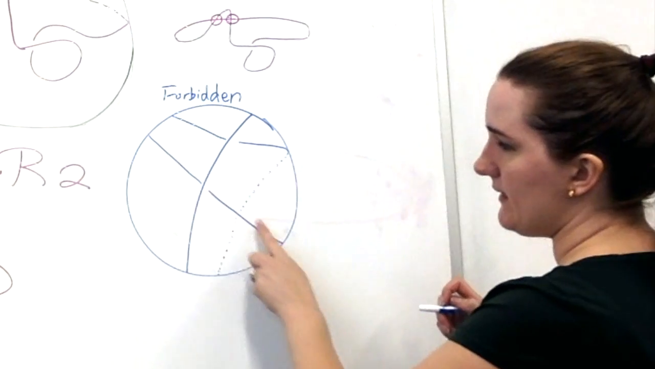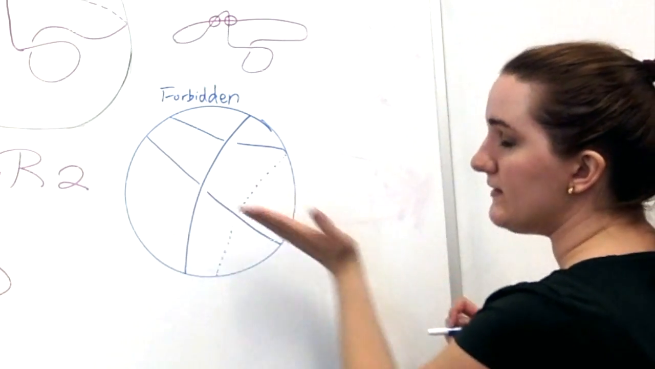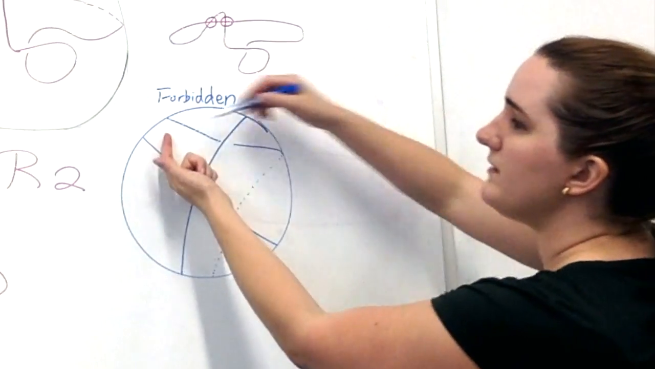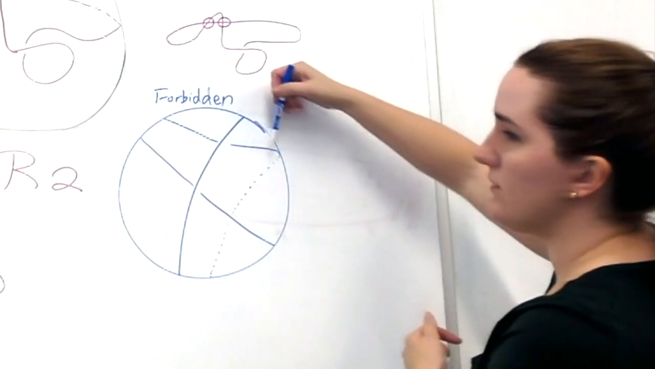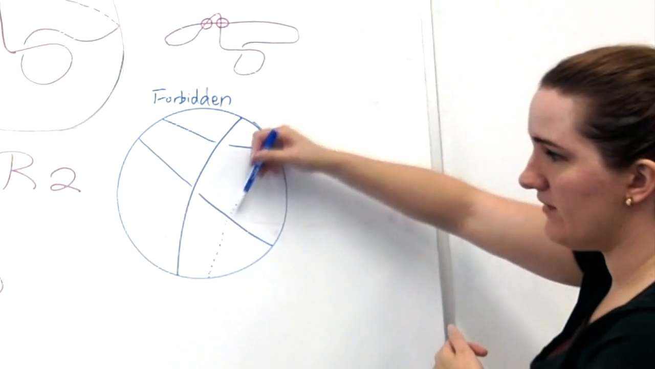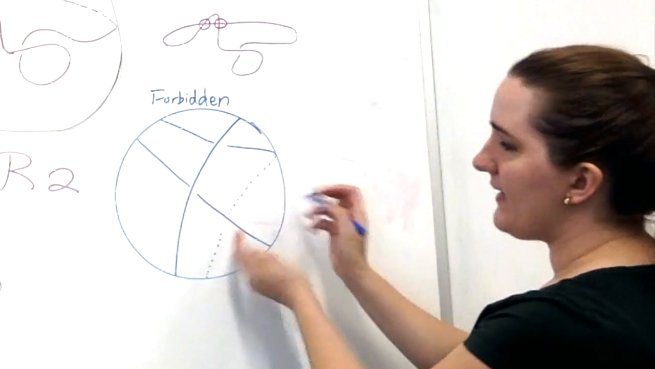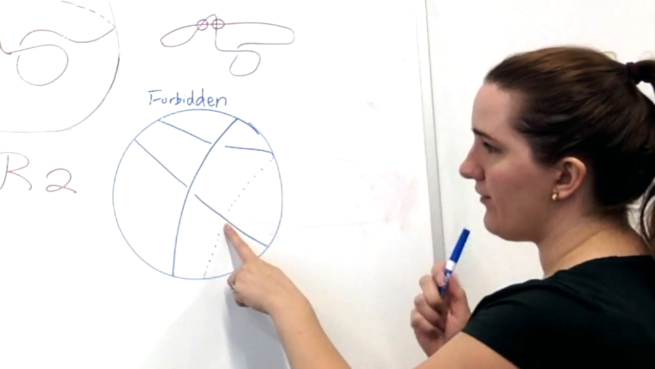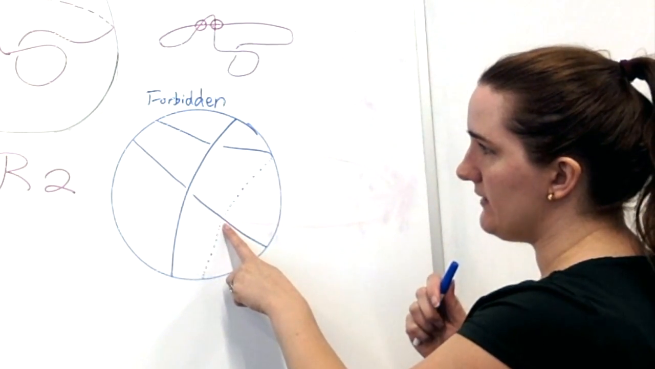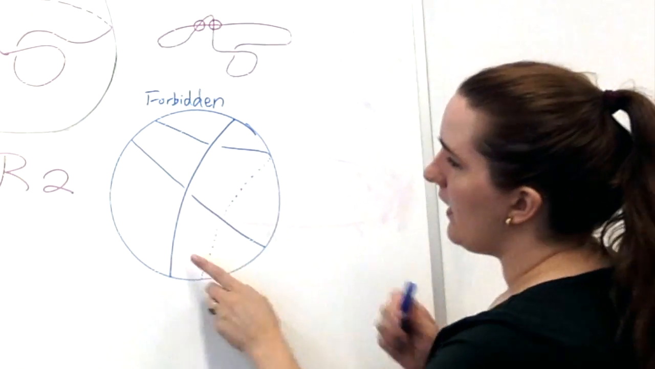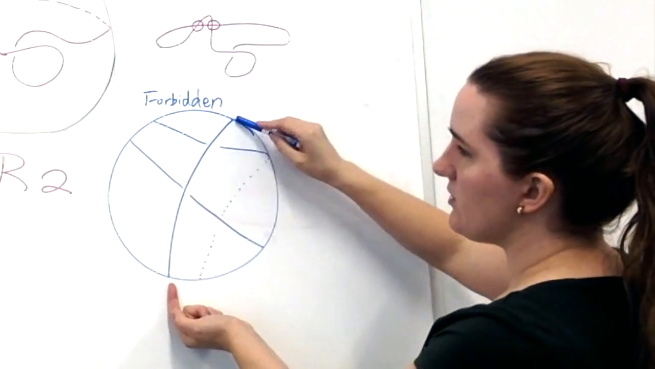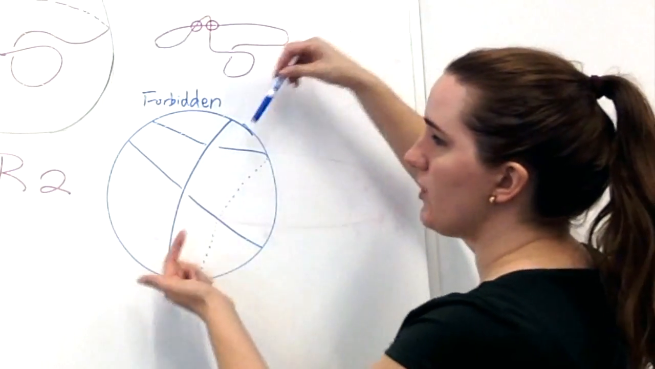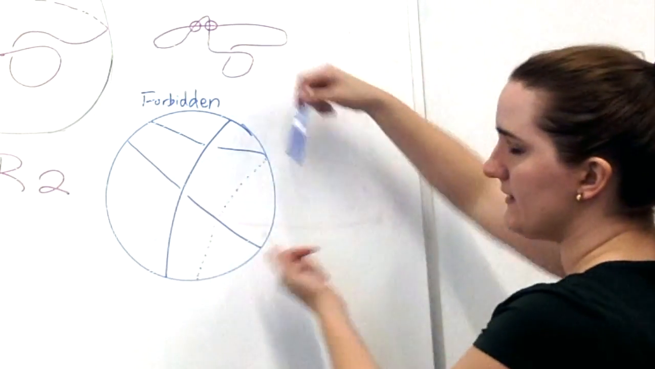This strand right here is on the front of the sphere. This strand goes from the front to the back of the sphere. So when it goes to the back of the sphere, it's actually crossing over this piece right here. And then this piece is also on the front of the sphere, and it crosses over both of these strands as it's over here.